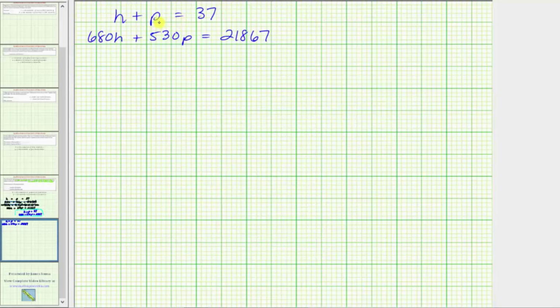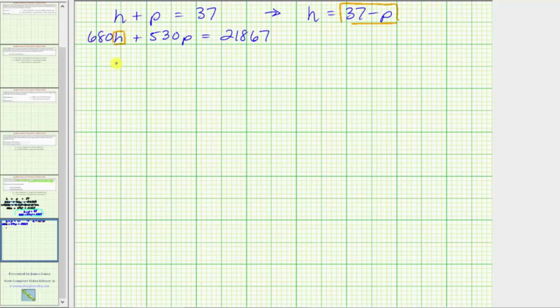We need to decide whether we want to solve this system by using substitution or elimination. Because we can easily solve this first equation for h or p, let's use the method of substitution and solve this first equation for h by subtracting p on both sides of the equation. So if we subtract p on both sides, we have h equals 37 minus p. Now that we have the first equation solved for h, we can perform a substitution for h in the second equation. We can substitute 37 minus p for h, which will give us one equation with one unknown.